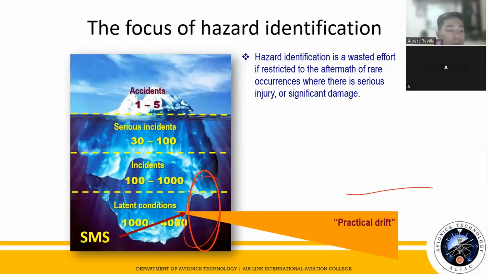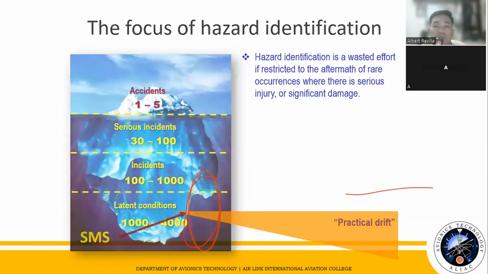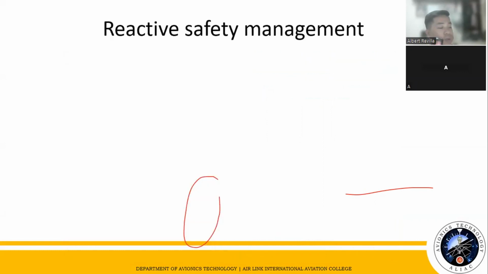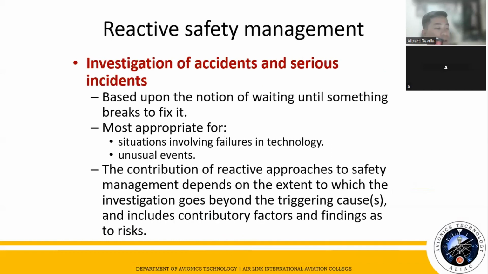So, next is reactive safety management. Okay, so in reactive safety management, investigations of accidents and serious incidents are based upon the notion of waiting until something breaks to fix it. Okay, so ulitin natin.